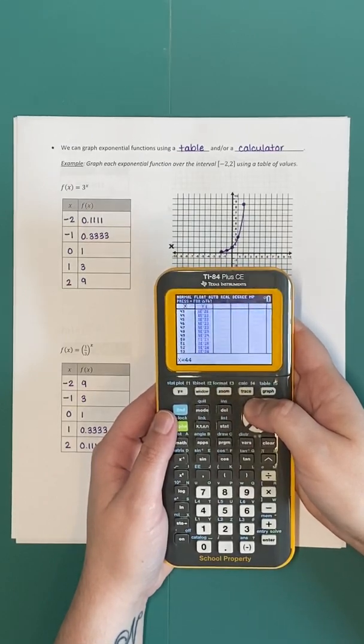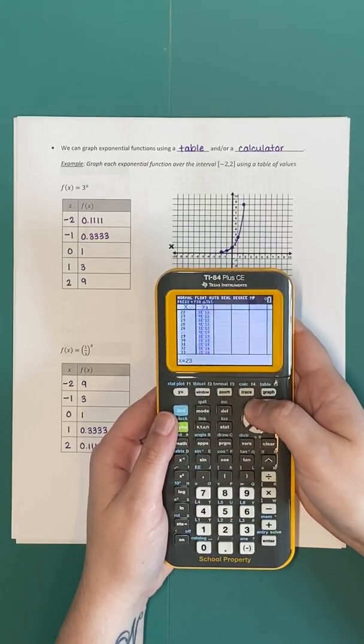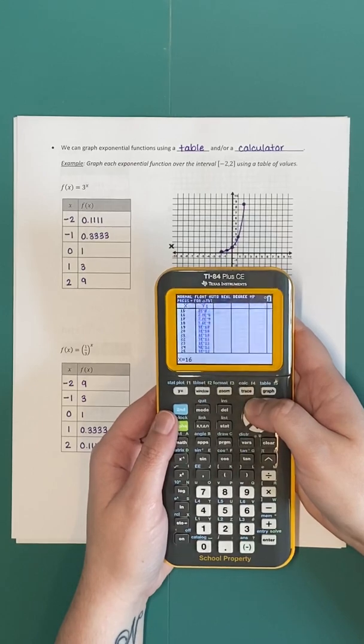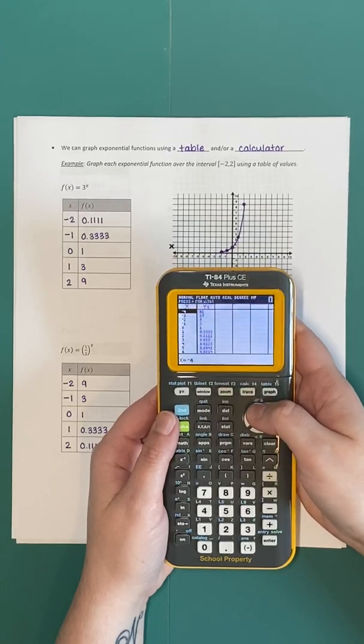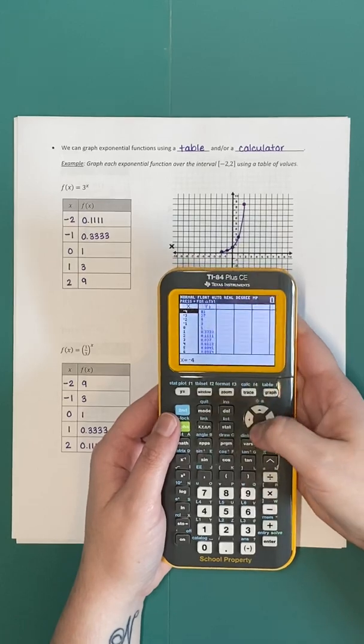So unfortunately, you do have to scroll by hand to get back to the center, back to x equals 0. And that's just the nature of using the graphing calculator. It happens. You just got to have a little patience with it. Okay, there we go. So we want to go from x equals -2 to x equals +2.